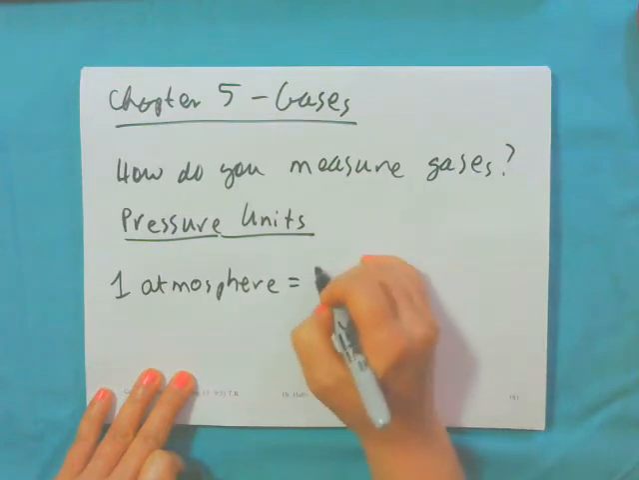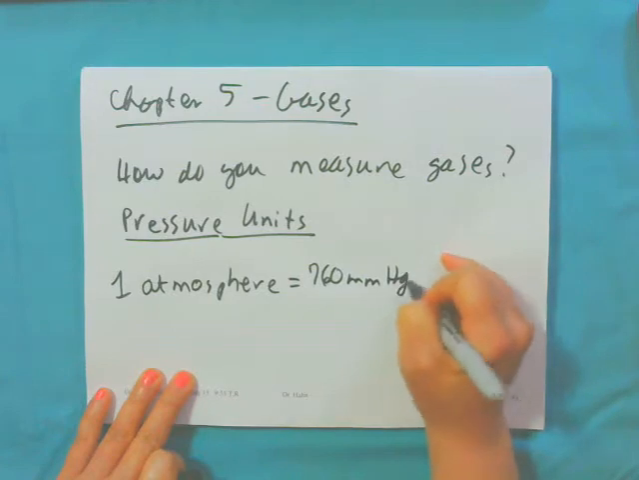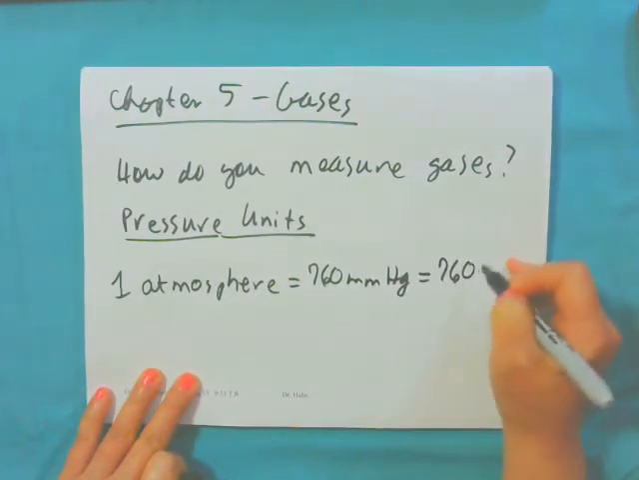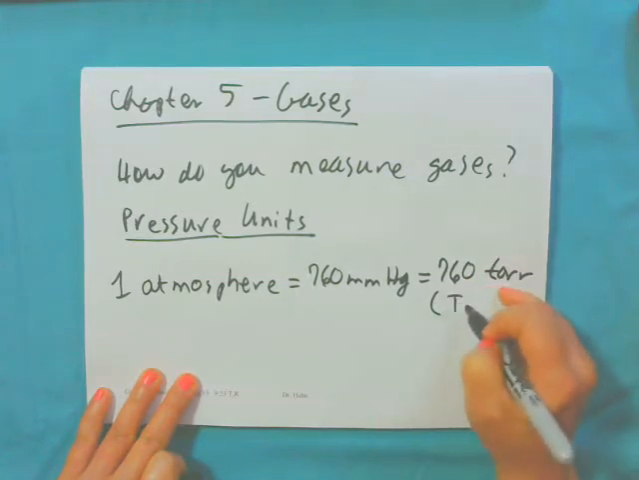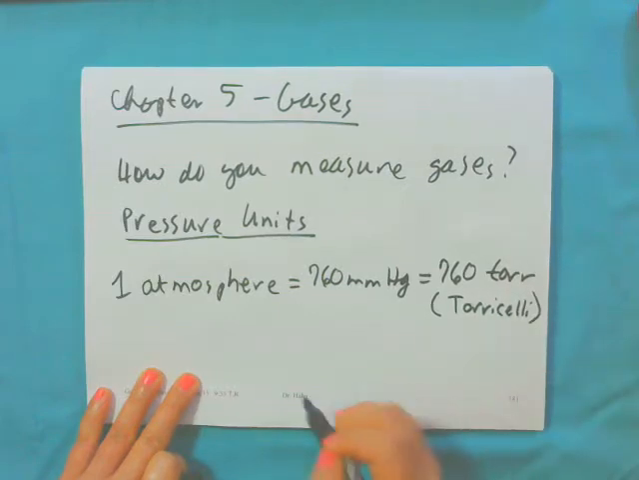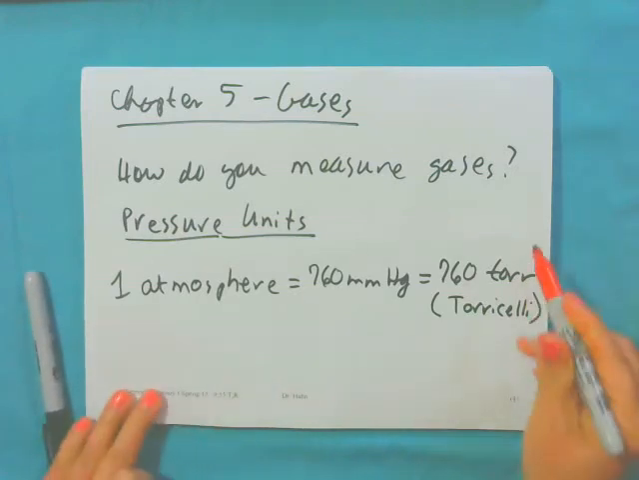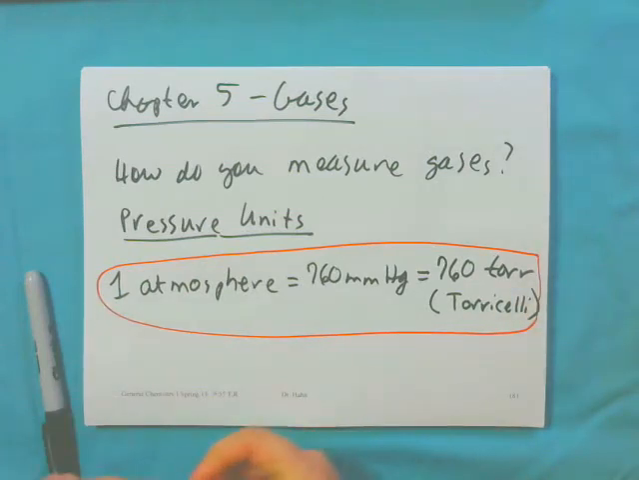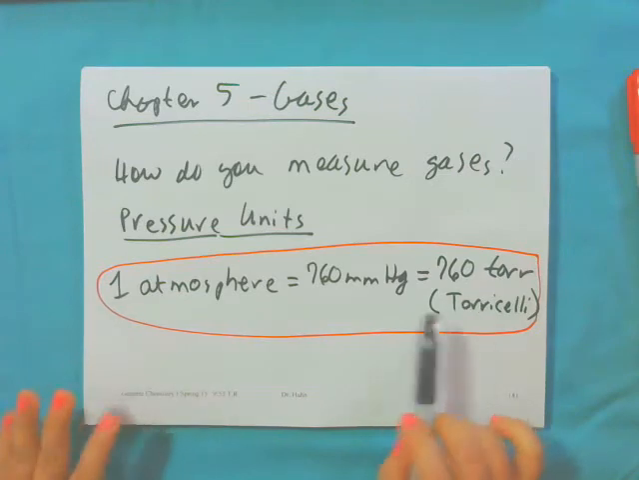And 1 atmosphere is equal to 760 millimeters of mercury, and this also is equal to 760 torr, where torr is short for torricelli. Okay, so this is actually the common units of pressure that chemists use. So for the purposes of this chapter, this is basically what we're going to be using for pressure for everything.